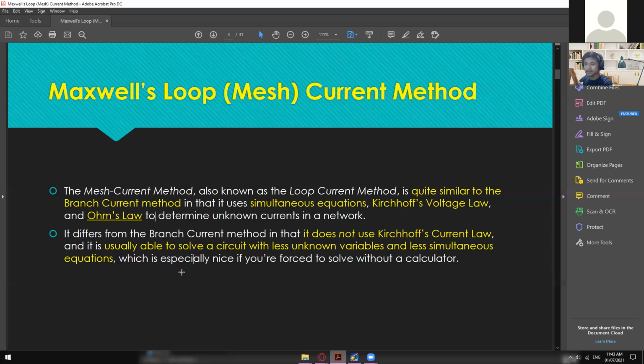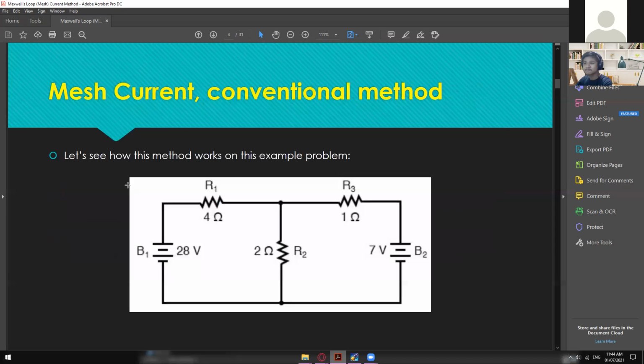Of course, it's a lot faster if you're going to use your calculator. But for you to be able to see the difference, let's have this example. Let's see how this method works on this example problem. I believe this is the same example that we used in Kirchhoff's law. We have here the 28 volts, 4 ohms, 2 ohms, 7 volts, and then 1 ohm, which is the same as this one. Still 2 ohms under intersection.